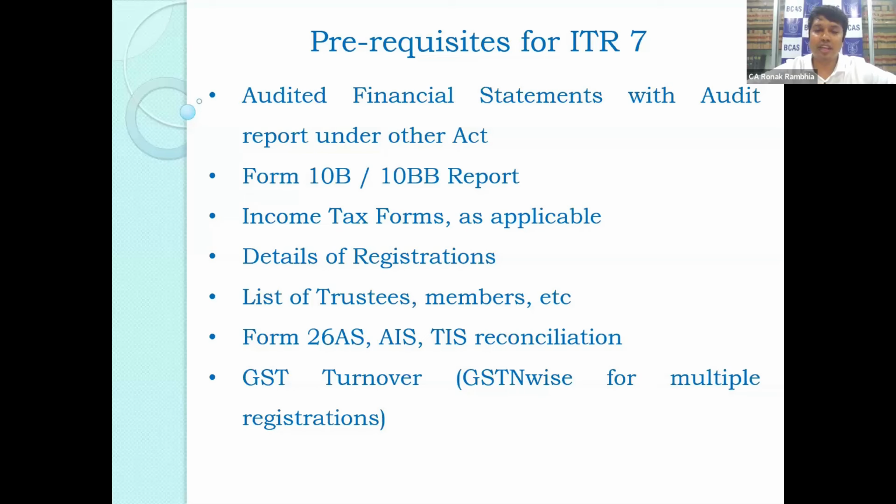The details of the registrations, that is the details of 12AA and 80G of the said trust, have to be mentioned in the income tax return. Form 26AS, AIS, TIS reconciliation is required, and for trusts which have GST turnover, GST state-wise turnover is required for multiple registrations for the income tax return.